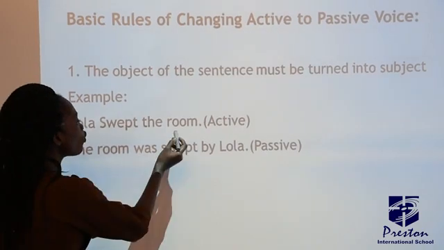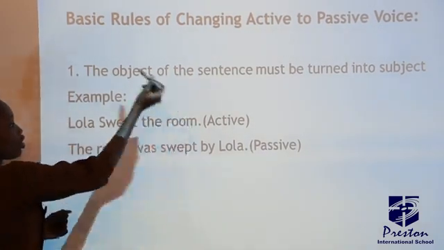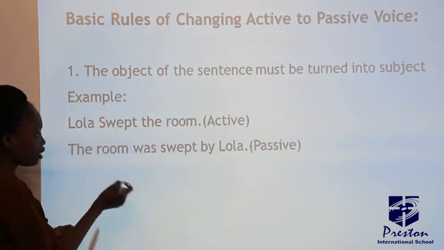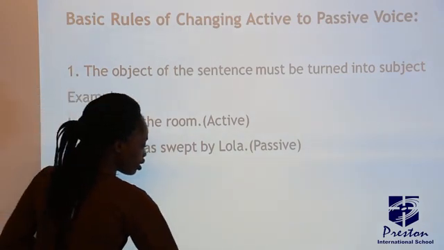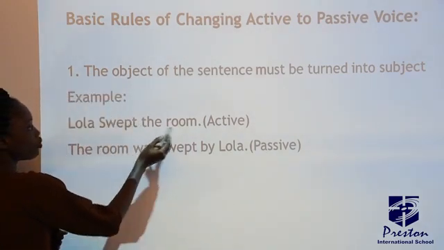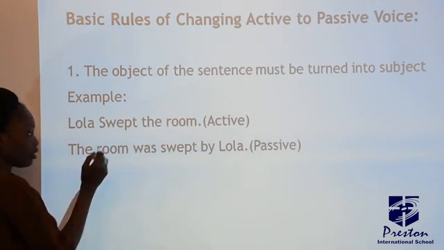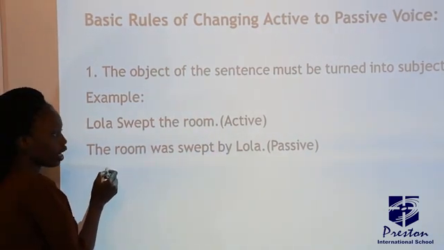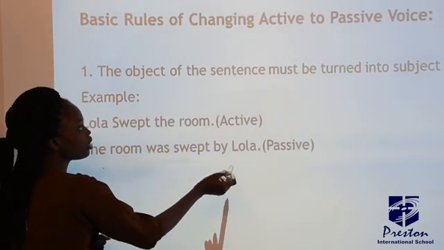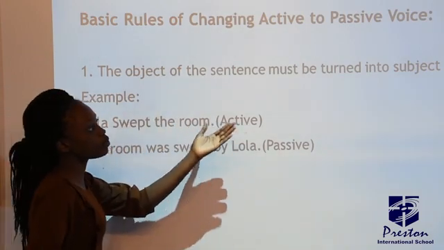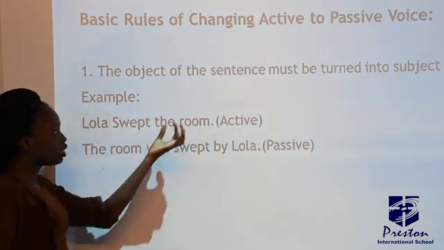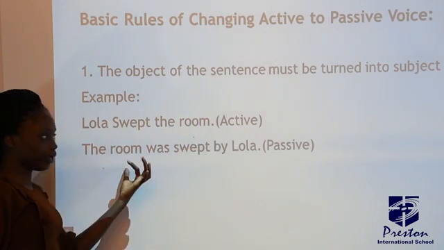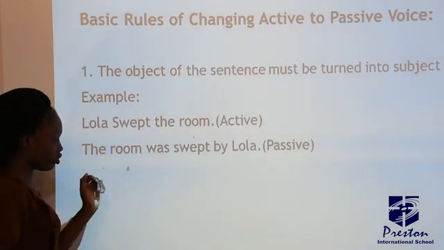By the time the room is displacing Lola and is coming here, some changes will happen, and then you have the room was swept by Lola. So the room has left its position and now is at the position of the subject. So what we are saying is the object of the sentence must be turned into the subject. So that's rule number one.